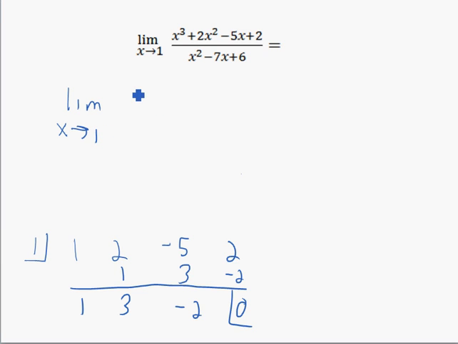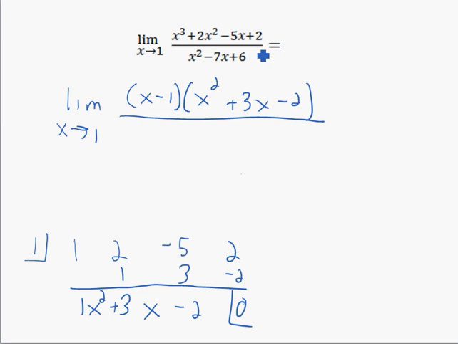factored into. We just factored out an x minus 1. And this thing down here, remember, is the coefficients of our quotient, the answer to the division. So we have x squared plus 3x minus 2. And if you multiply these two things back together, you're going to get this numerator, I promise you. That's what we just did.